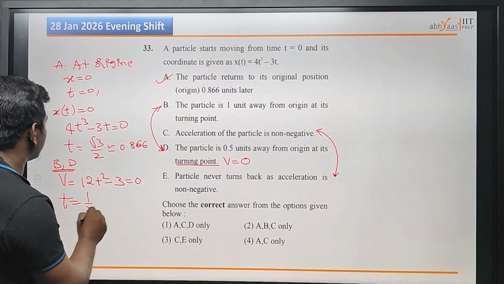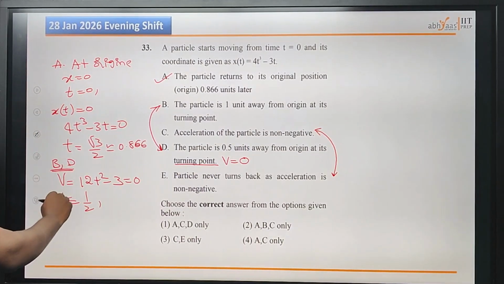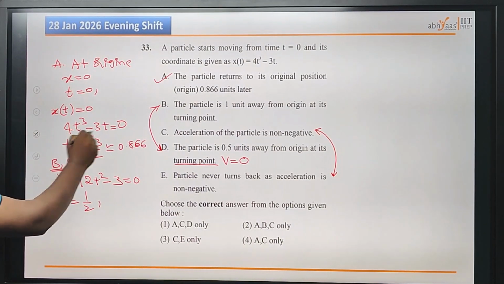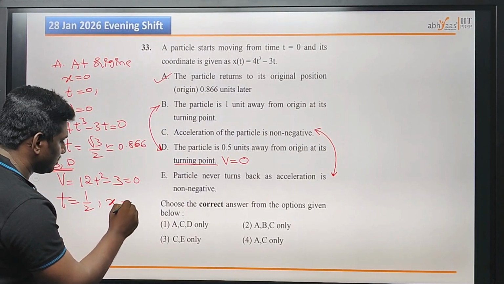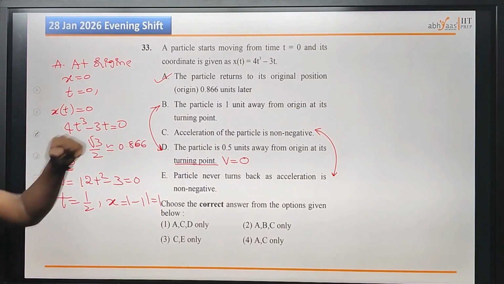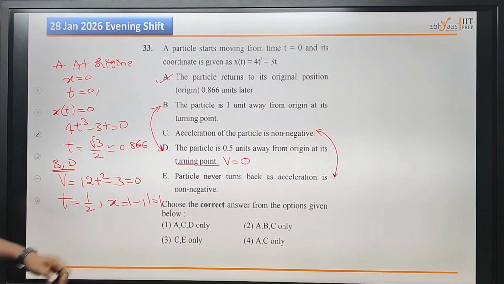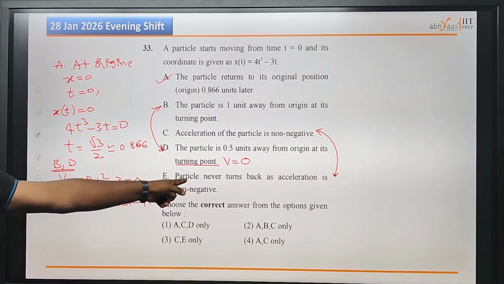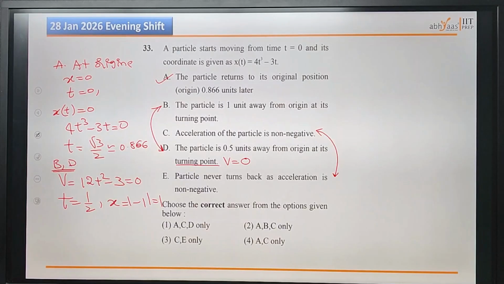If you find x, put this t equal to 1 by 2 in equation x here. So you will get the x as minus 1 unit. Option B is your right answer. Next question, what is this one? Option E. Particle never comes back, acceleration is non-negative.